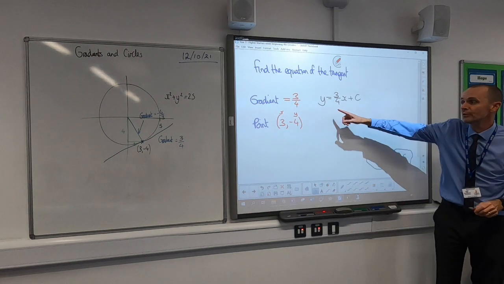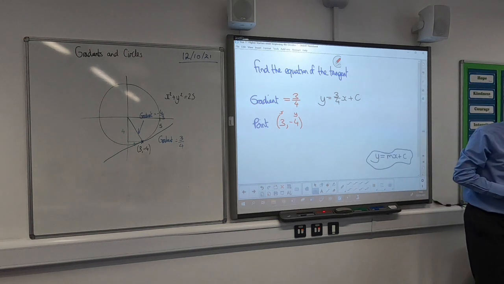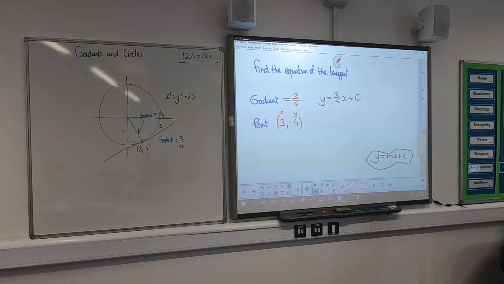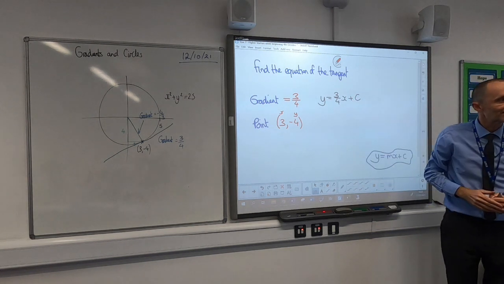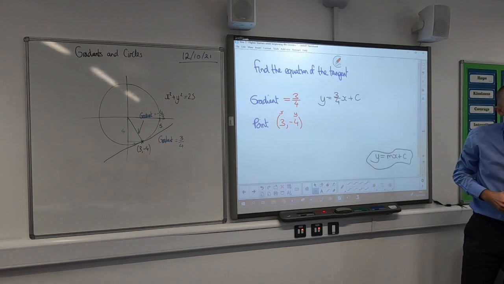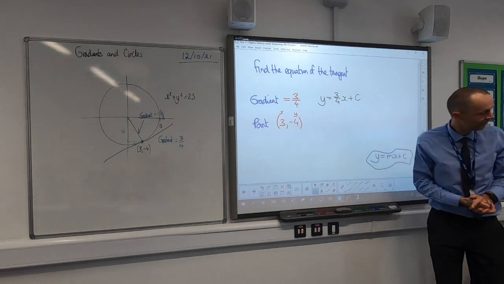So what I'm going to do is rewrite this equation, but instead of y, I'm going to write -4, and instead of x, I'm going to write 3. And of course, I've got to do 3/4 times that. And I'm going to use that to work out c. Go on, you have a go.